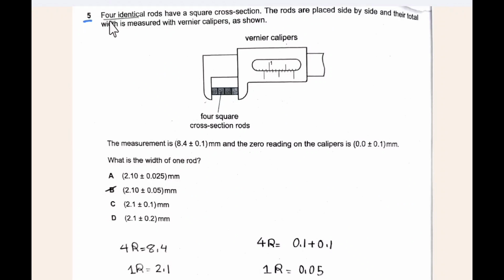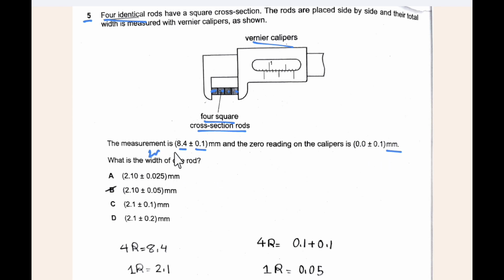In question number 5, 4 identical rods have a square cross section. The rods are placed side by side and their total width is measured by vernier calipers as shown. So this is the vernier caliper, 4 square rods with cross section. So this is 1, 2, 3, 4. 4 rods are placed. The measurement is 8.4 plus minus 0.1 millimeter and the zero error on the caliper is 0.0 plus minus 0.1 millimeter. What is the width of the rod?